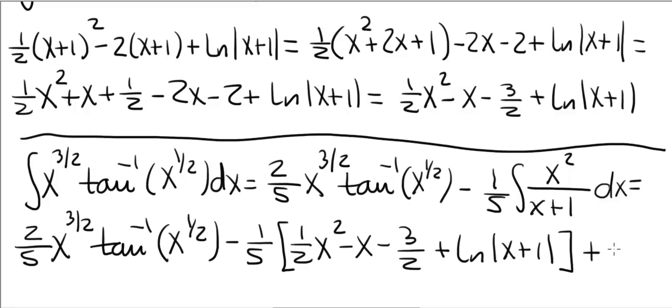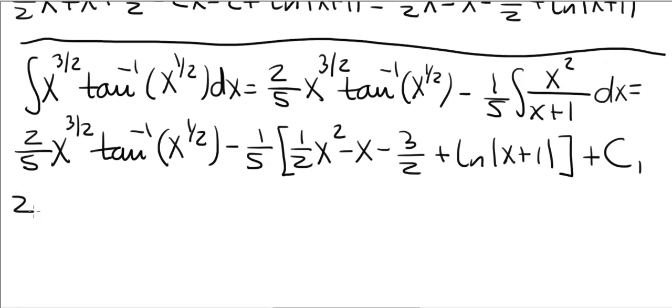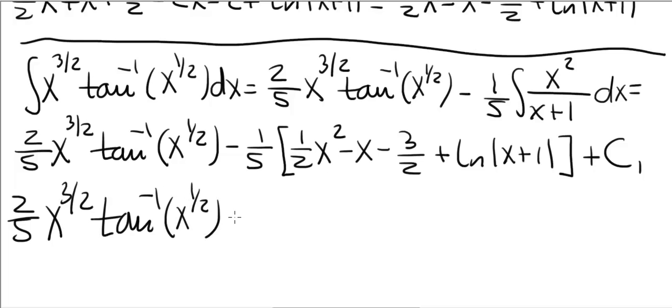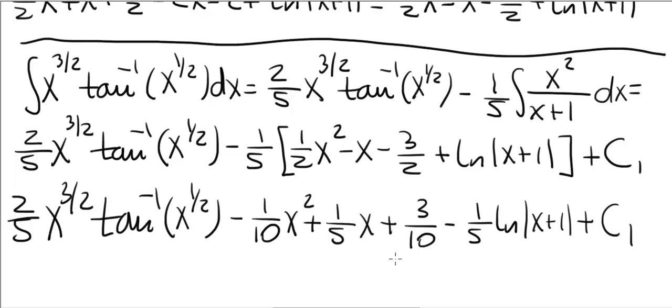And let's add a constant. Let's call it C1. We'll modify it in just a minute. And so all we have to do is simplify it just a little bit, and we're done. So this is 2/5 x to the 5/2 times inverse tangent of x to the 1/2 minus 1 over 10 x squared plus 1 over 5 x plus 3 over 10 minus 1/5 natural log absolute value x plus 1 plus C1. Notice that 3 over 10 is just a constant. Combine that with C1, call that new constant C.